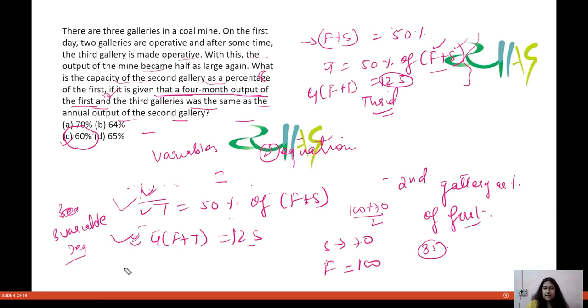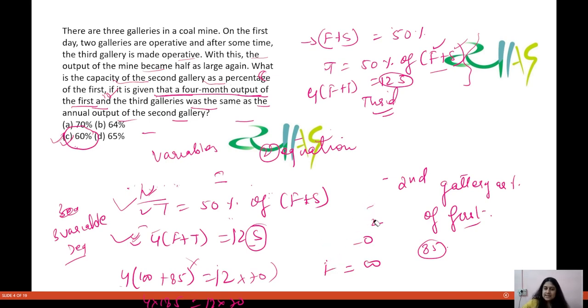Now you can put your values here. So 4 into first 100 you are getting, second you are getting equal to 85, and this 12 into S. What is S here? This is 70. Now, are both of them equal? Is this equal to this? No, we will not get this equal to this. So, see, this was our first trial and error method.